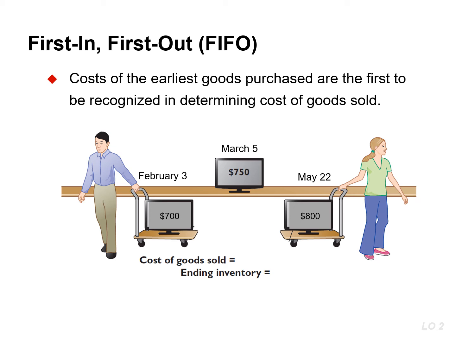In this example, the purchases on February 3rd and March 5th are going to be assigned to the cost of goods sold. So the cost of goods sold is $1,450. Again, that's found by taking the $700, the February 3rd purchase, and adding that to the March 5th purchase of $750. The most recent purchase is assigned to ending inventory. In this example, it's the May 22nd purchase of $800.